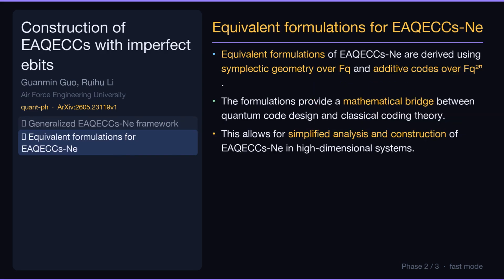Contribution 2. Equivalent formulations for EAQECCs. Equivalent formulations of EAQECCs are derived using symplectic geometry over F_q and additive codes over F_q^2. The formulations provide a mathematical bridge between quantum code design and classical coding theory. This allows for simplified analysis and construction of EAQECCs in high-dimensional systems.